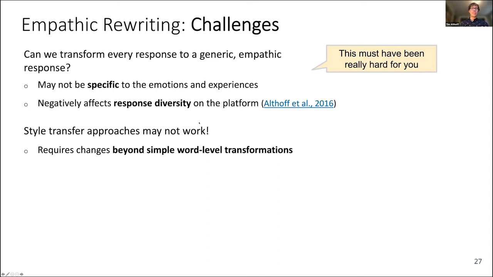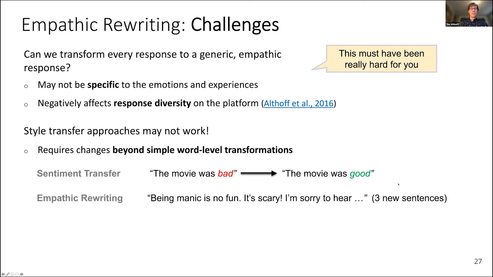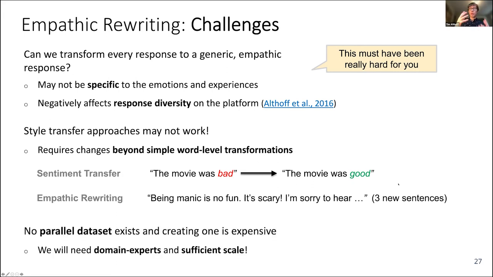Now, this looks very similar to neural approaches of style transfer, but this actually requires changes beyond simple word transformations. In a sentiment transfer, you might flip some adjectives from bad to good, but in this empathic rewriting task, we often have to add several new sentences, which makes for a more complex language generation problem. And for this one, we don't actually have any parallel data sets. Creating one is expensive, and it requires domain experts that actually know about empathy and sufficient scale.